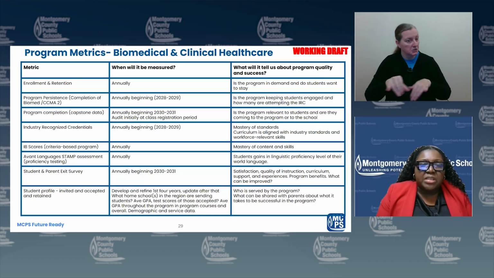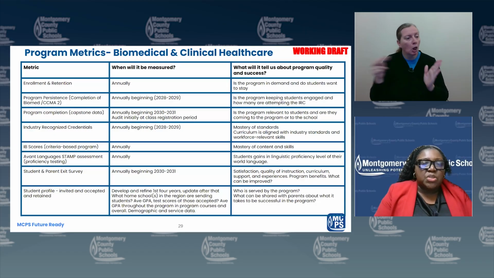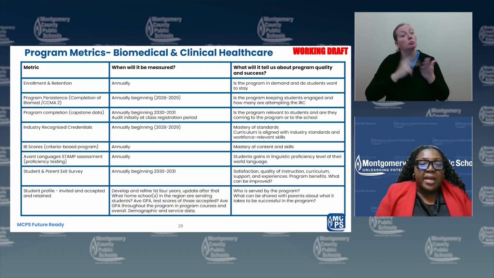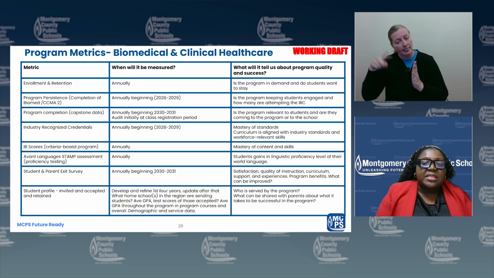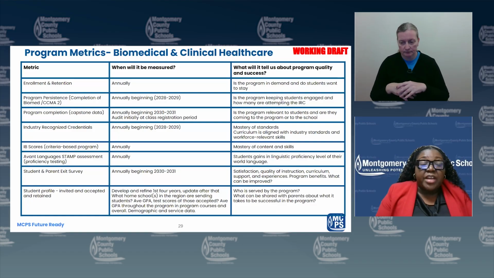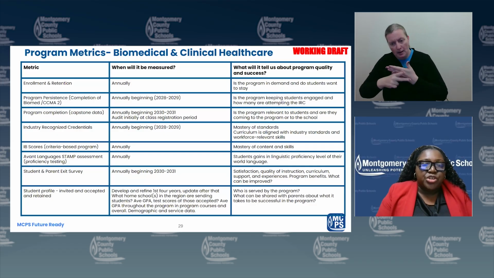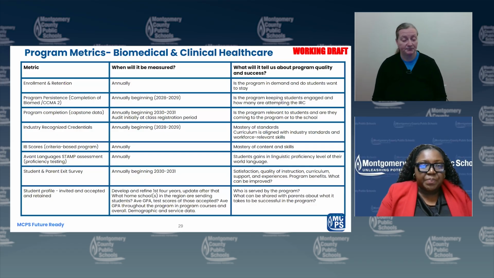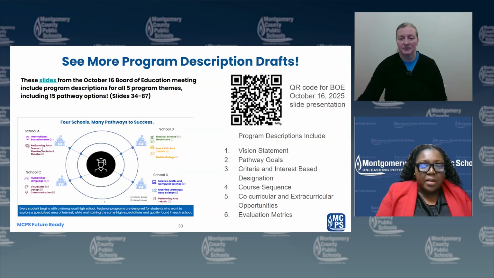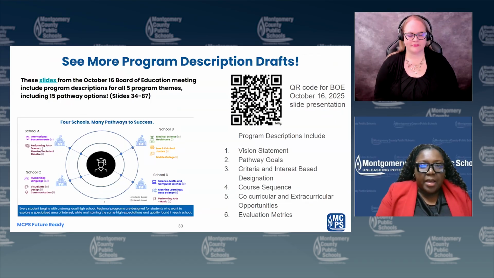We look at IB scores. Also, we will be looking at student and parent exit surveys. And this is important because this is important feedback as we look at satisfaction. Satisfaction as it relates to the quality of instruction, the curriculum, the support and the experiences that students and families have received. And this will help to inform the program as we continue to build and make improvements on the program each year. Thank you. I'll hand over to Irene.